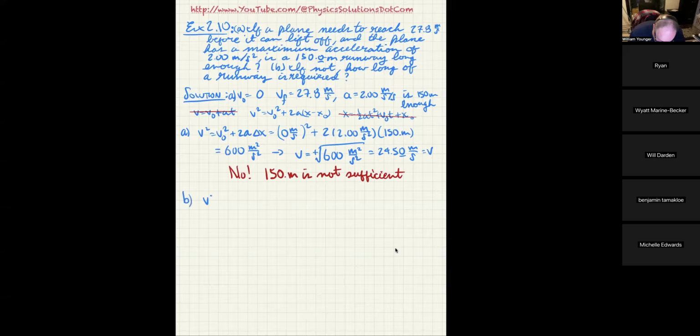So I've got v squared is equal to v0 squared plus 2a. Actually, I'm going to still call that delta x instead of x minus x0. So I'm going to write it like that.